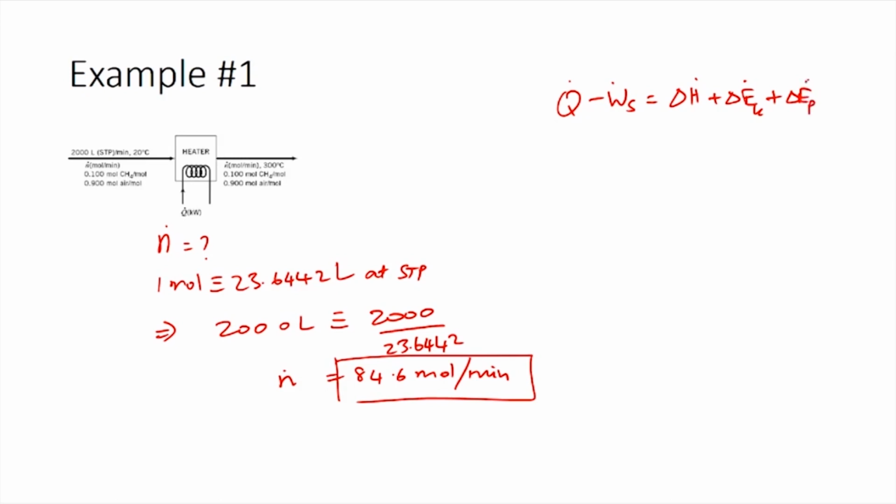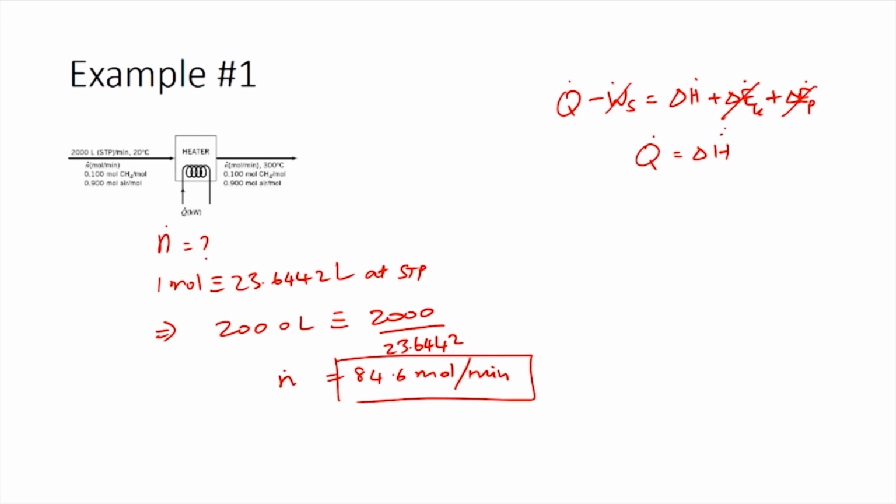Here there are no moving parts, so the shaft work would be 0. The kinetic and potential energy changes would also be 0 because there is no change in velocity or change in position which has been given to us. So, the equation gets simplified to Q dot equals delta H dot. We have been asked to calculate Q dot, so calculating delta H dot will give us Q dot.